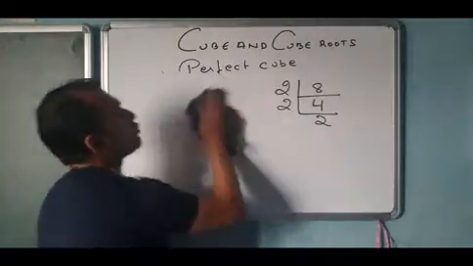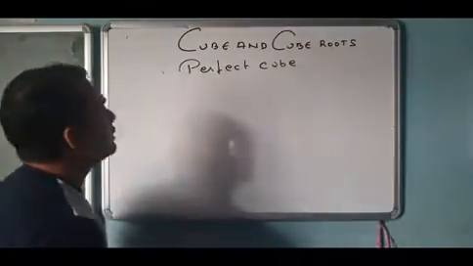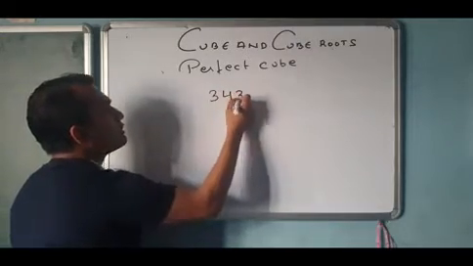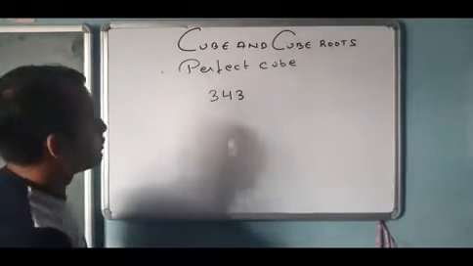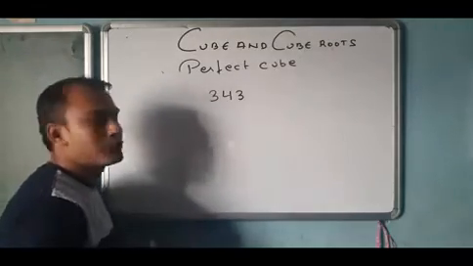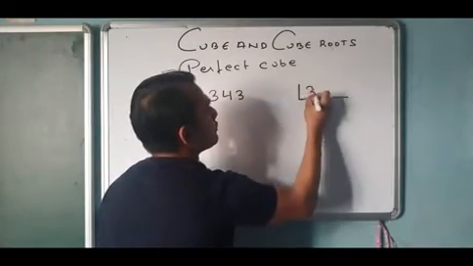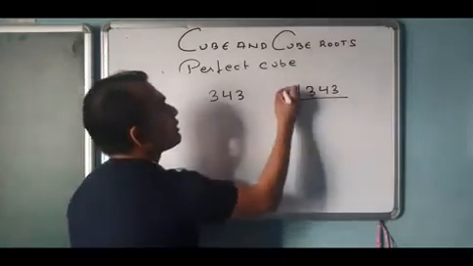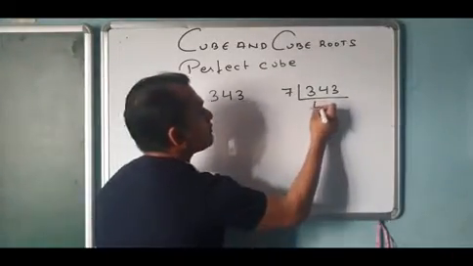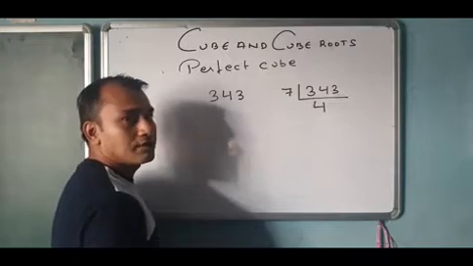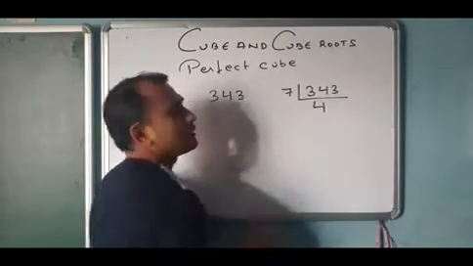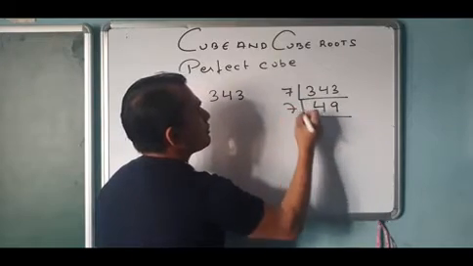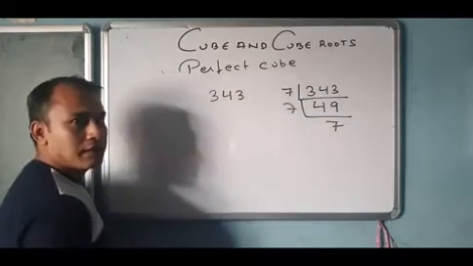Let me discuss one more. Let us say we have 343. Now let us take the prime factor of 343. Now which number will divide 343? It's 7. 7 4s are 28, so 2 will be carried here. 7 9s are 63, 7 7s are 49.